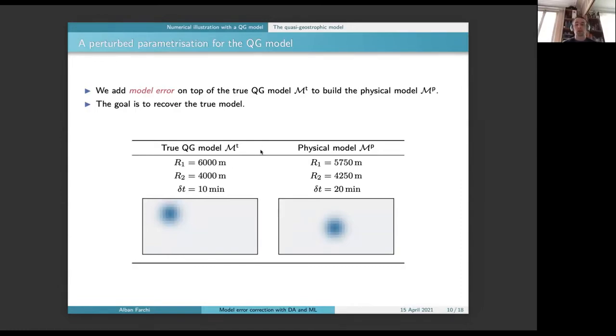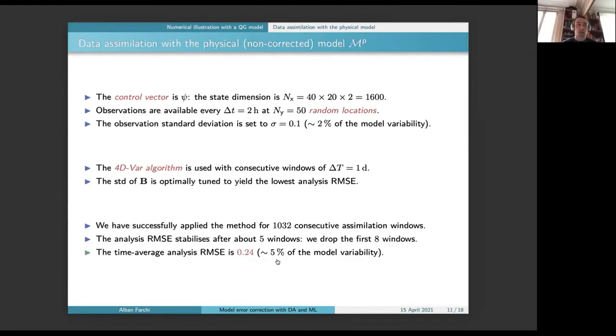So what are we going to do for the perturbation? We are perturbing the layer depths, we are changing the integration time steps, and we are changing the orography constant. So you have all the values for the true model and for the physical model, which is a perturbed one. So now we have our true model. The true model will be used to generate sparse and noisy observations.